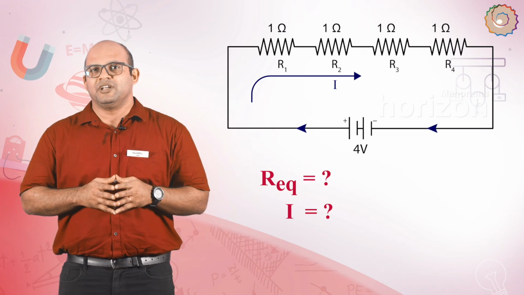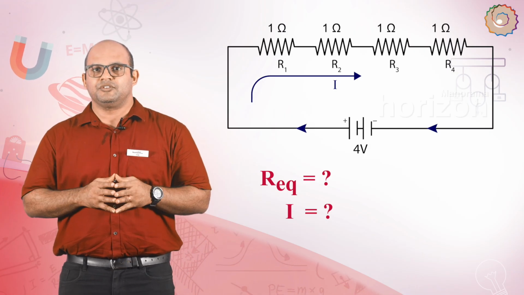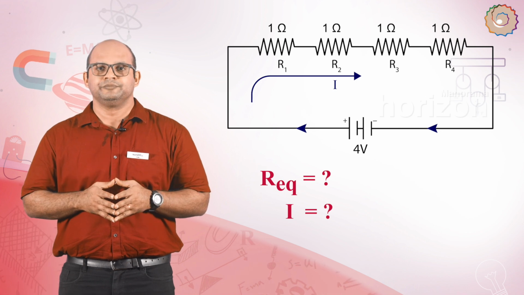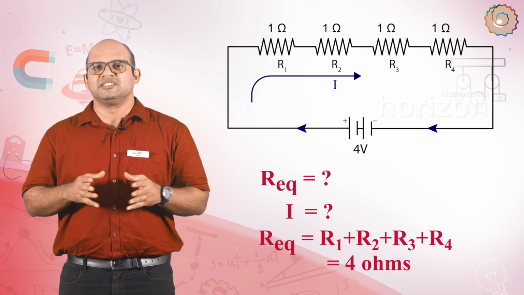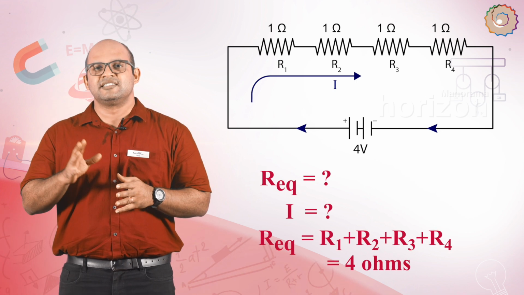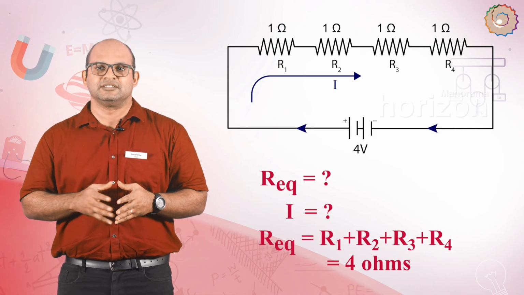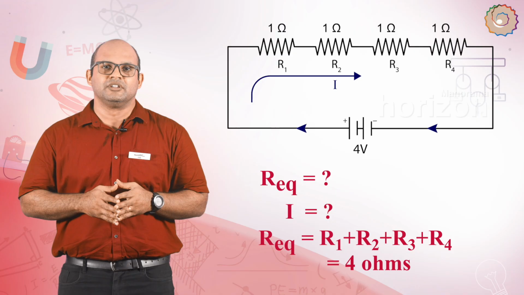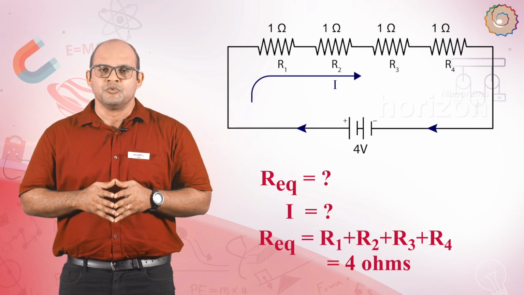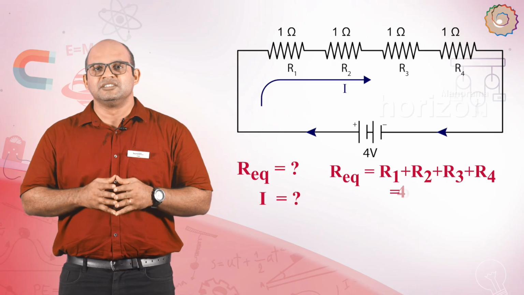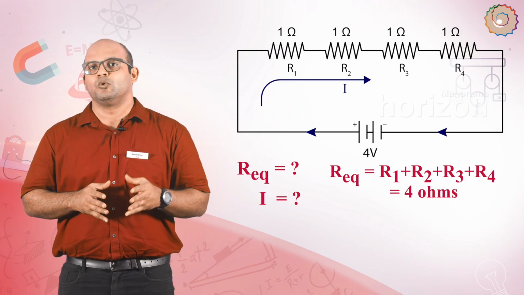Let us recall what we have learned. In a series circuit, the current flowing through all the resistors will remain the same. And the total equivalent resistance of this circuit is simply equal to the algebraic sum of the individual resistances. So here we have 4 resistors, each of value 1 ohm. So if you add them all up, you get 4 ohms. So the equivalent resistance of this circuit is 4 ohms.